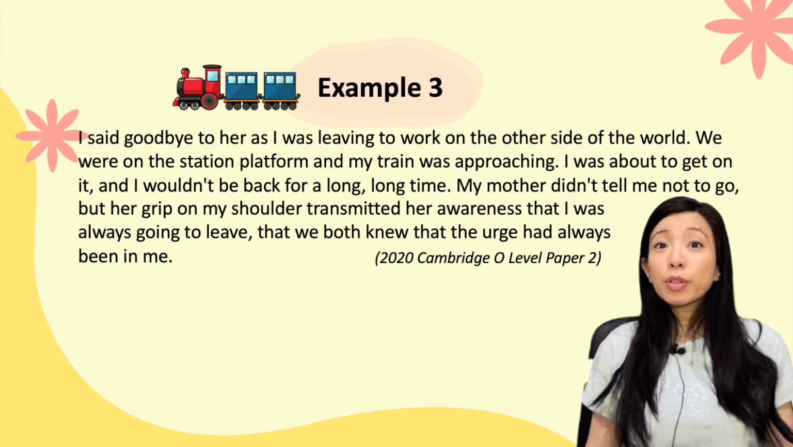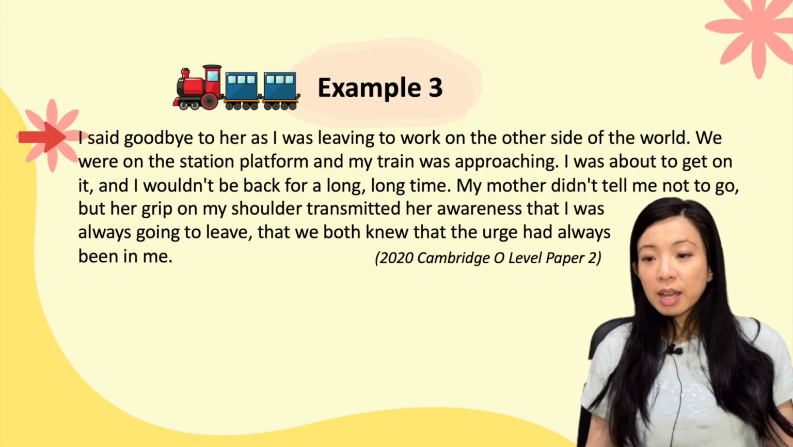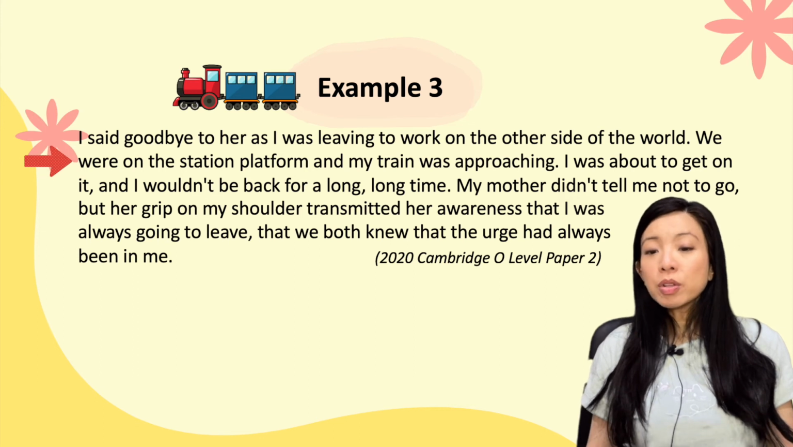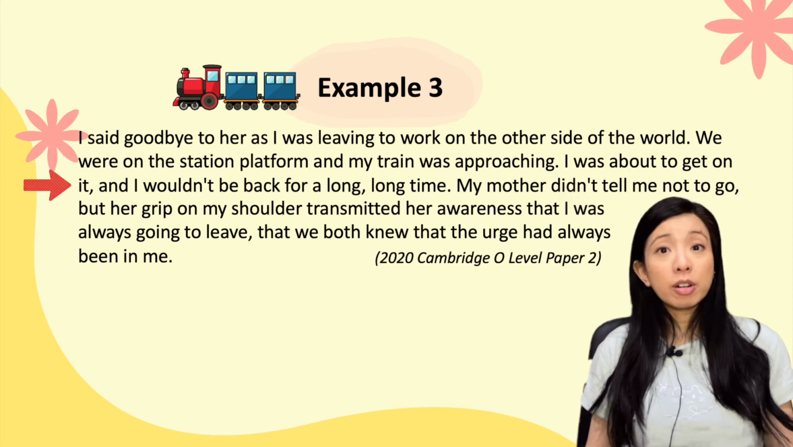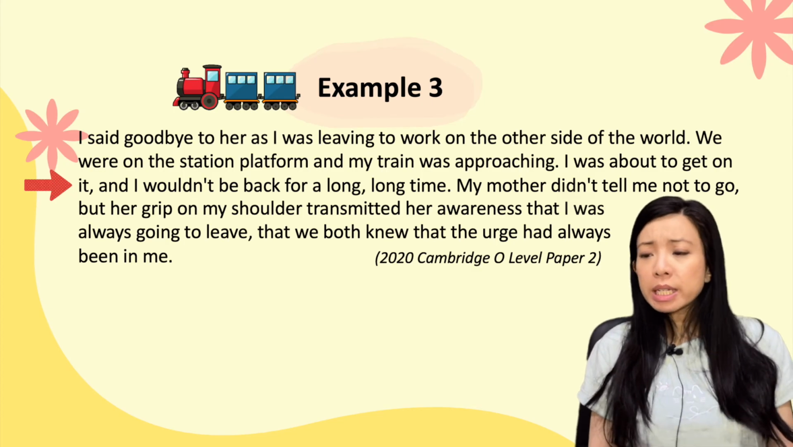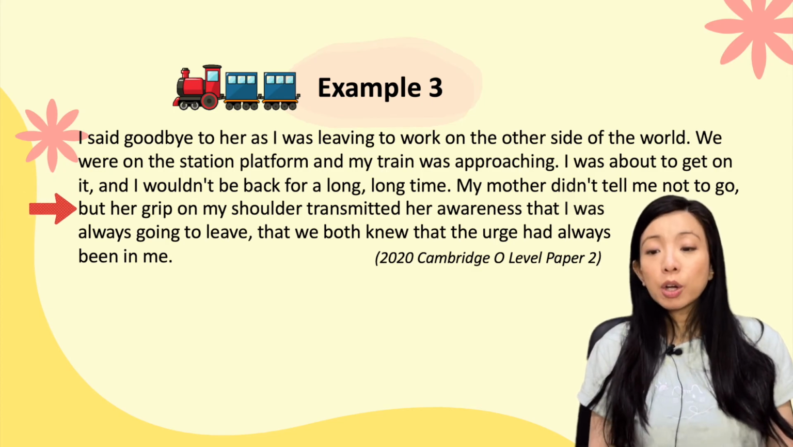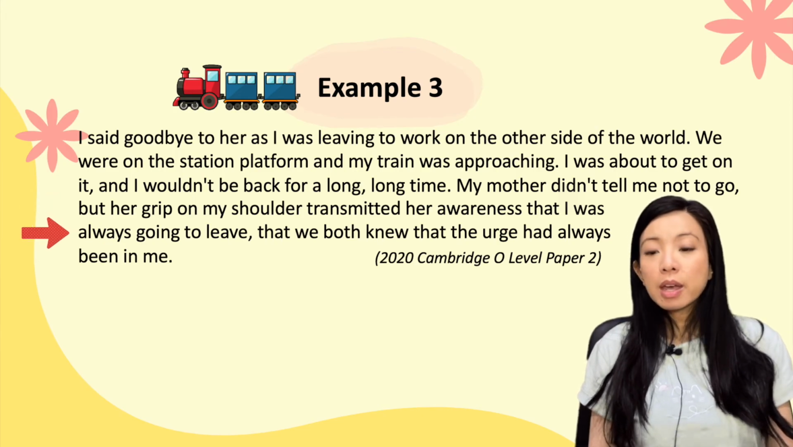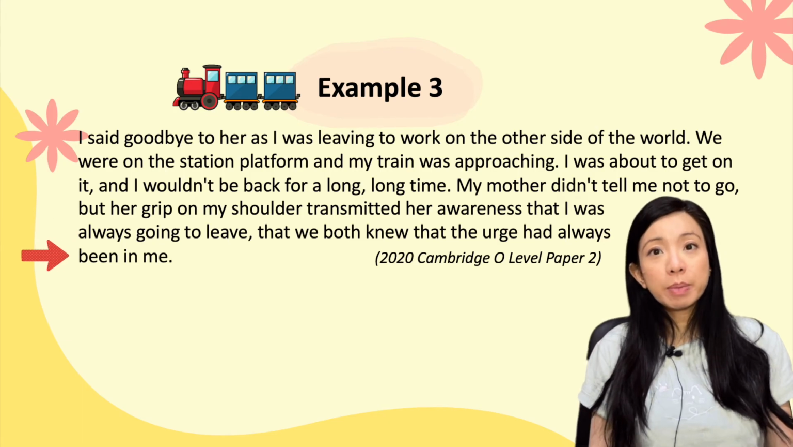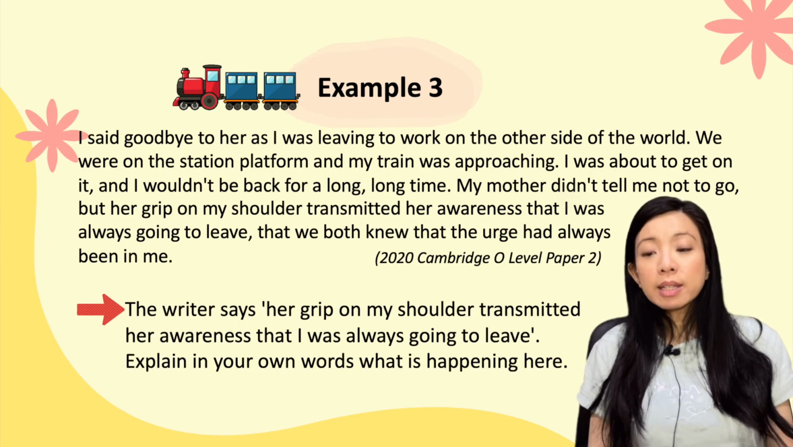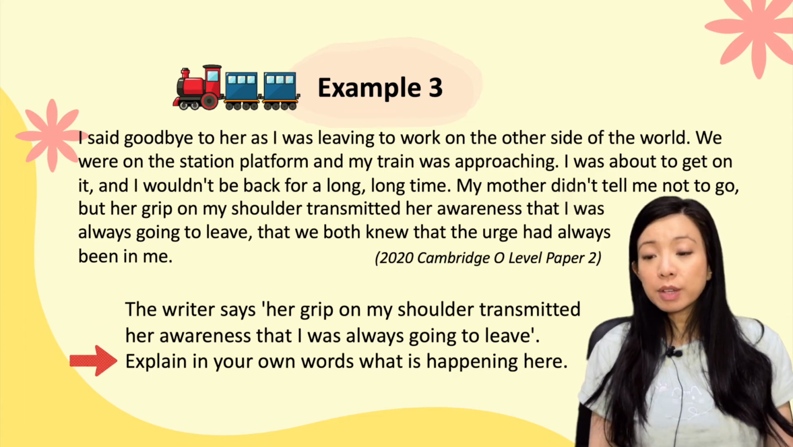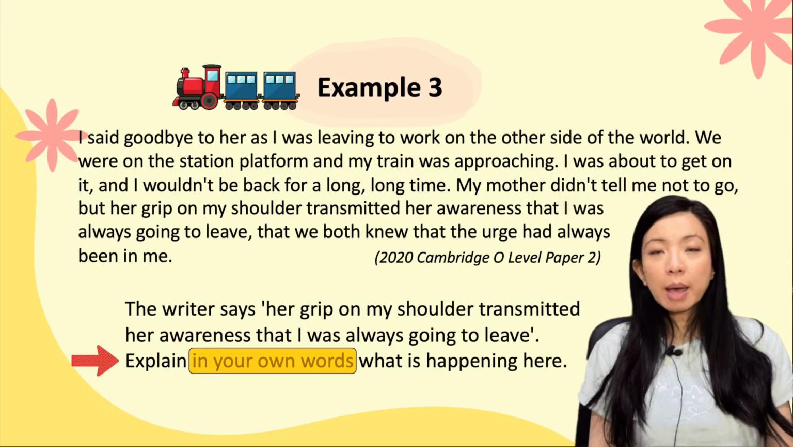So let's look at example 3. "I said goodbye to her as I was leaving to work on the other side of the world. We were on the station platform and my train was approaching. I was about to get on it, and I wouldn't be back for a long, long time. My mother didn't tell me not to go, but her grip on my shoulder transmitted her awareness that I was always going to leave, that we both knew that the urge had always been in me." The question? The writer says her grip on my shoulder transmitted her awareness that I was always going to leave. Explain in your own words what is happening here.